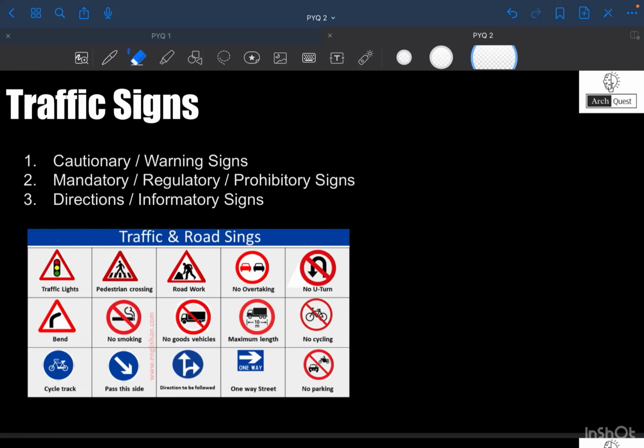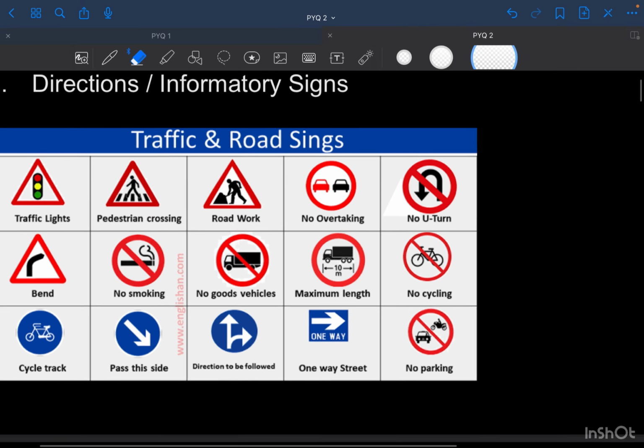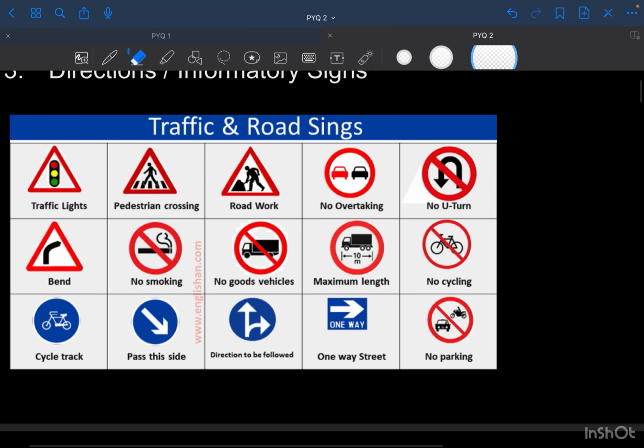Hi guys, today's topic is traffic signs, and it's one of the most common topics which has been asked in the past years. Here's one of the images that I have pasted. Can you guess why there are different shapes, different colors of the signages?